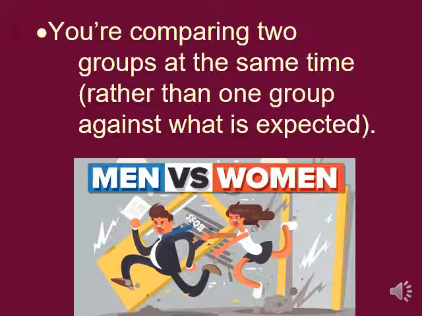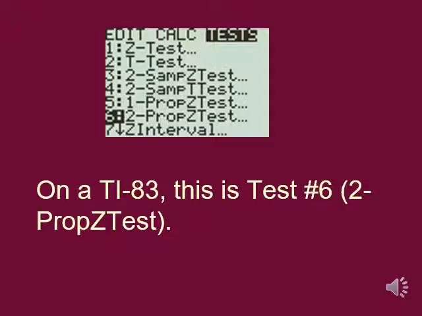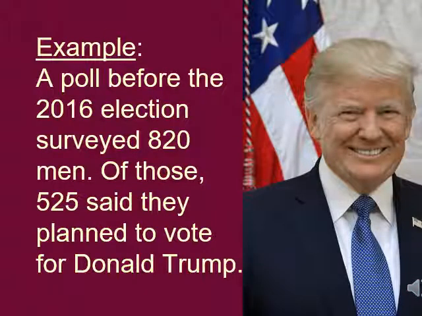And so you look at two separate groups rather than seeing if one group is different from what you'd expect it to be. If you go to a TI-83 or 84, this one is going to be choice 6 when you hit STAT TESTS. And again, it is the two-proportion z-test. So our example for this one is going to go back to the last election.